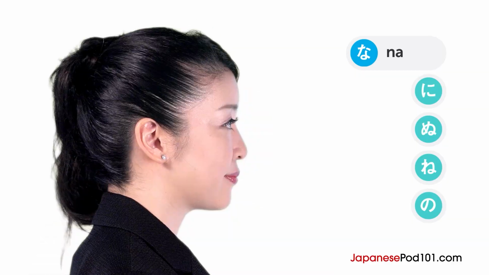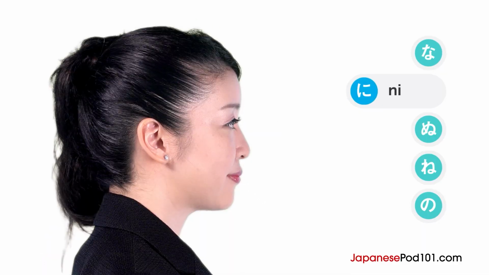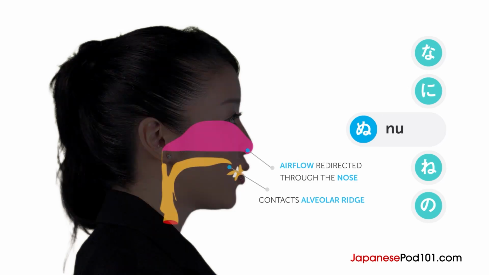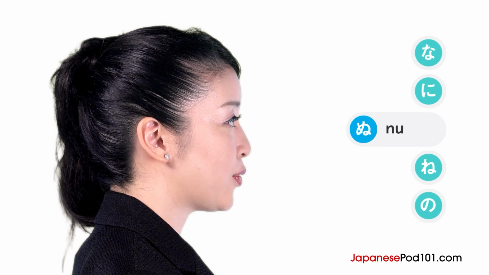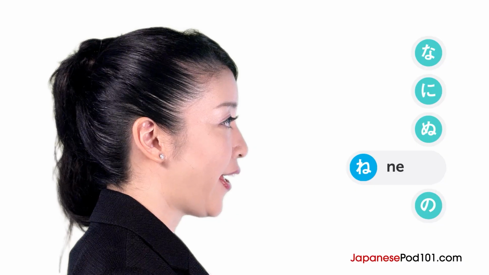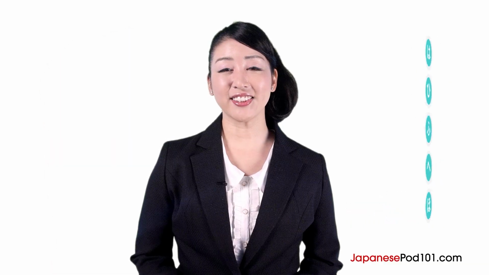Repeat after me. Na, na. Ni, ni. Nu, nu. Ne, ne. No, no. Next is the H row.